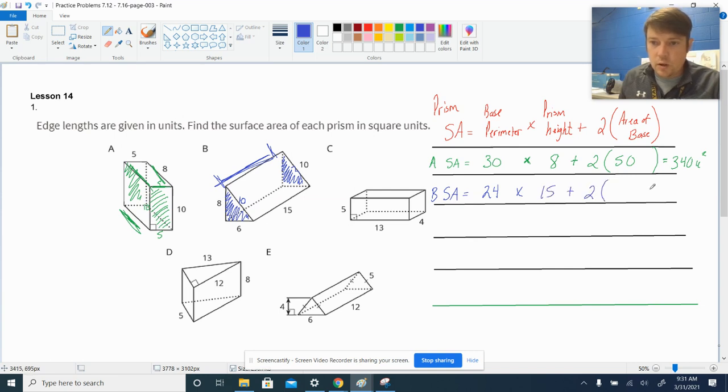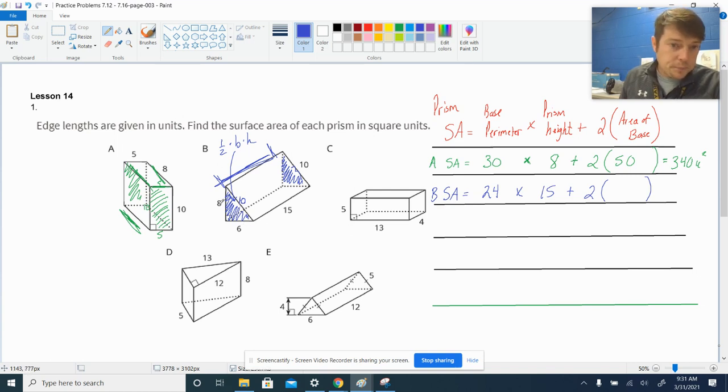plus 2 of the areas of the base. Now, the area of this base is a little trickier because it's a triangle. Don't forget that the area of a triangle is half times base times height. So the area of this, and 10 is not used. 8 and 6 are your base and height. 10 is a slant. So we're going to do half times 6 times 8.